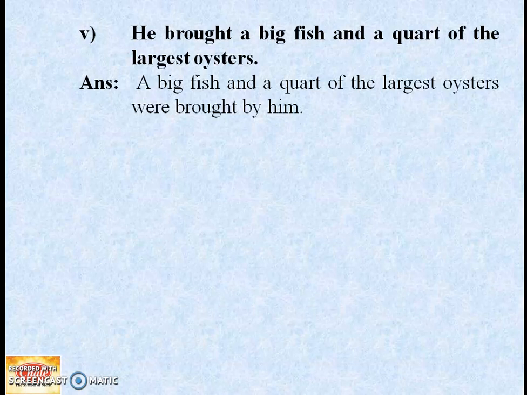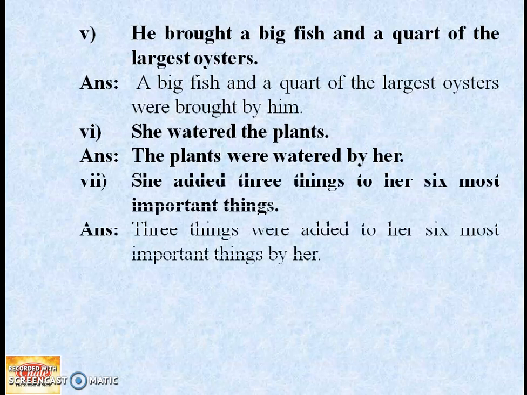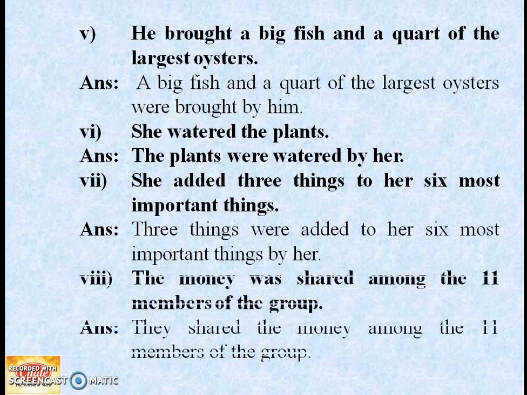A big fish and a cart of the largest oyster were brought by him. Next example, very simple. She watered, simple past tense. She watered. What did she water? The plants. So the plants were watered by her. Next example, she added. What did she add? 3 things. So 3 things were added to her 6 most important things by her.